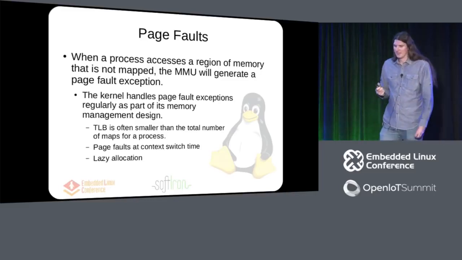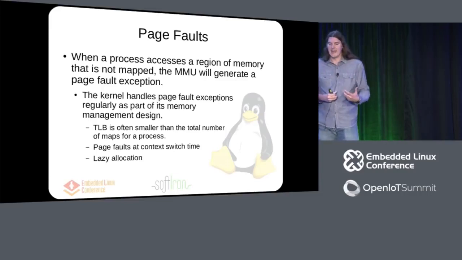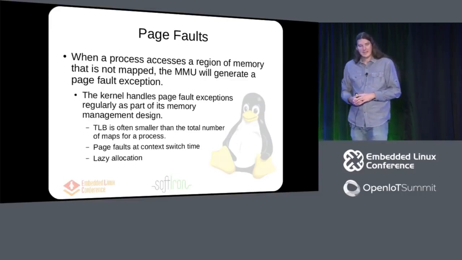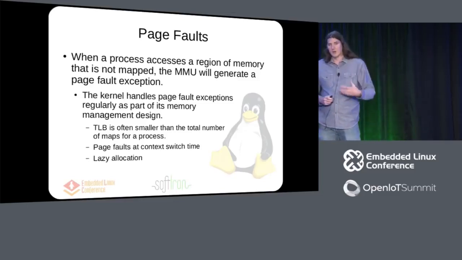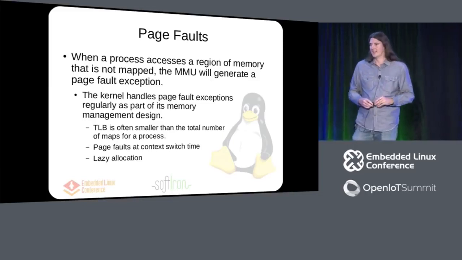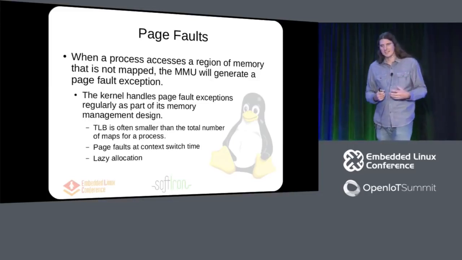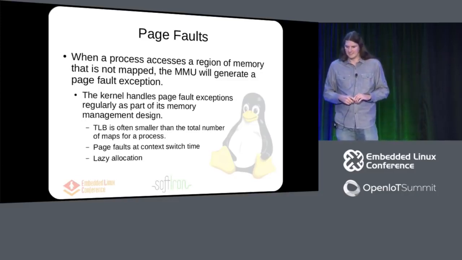So let's talk about page faults in a little more detail. When a process accesses a region of memory that's not mapped at all, the MMU will generate a page fault exception. Now, the kernel handles page faults all of the time, and it's a part of the memory management design. So a page fault is not necessarily a bad thing. It's something you want to minimize, but it's basically a fact of life on a multi-process operating system.